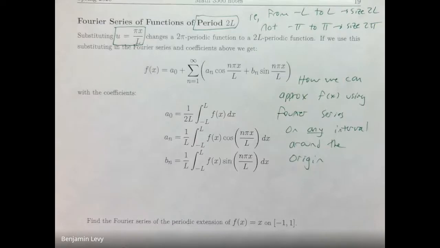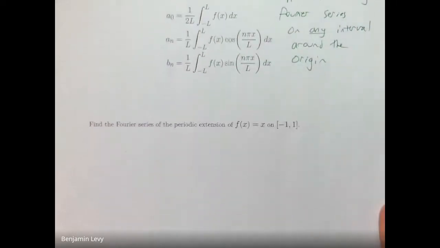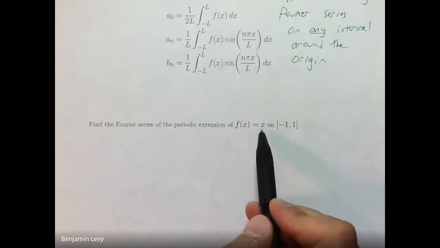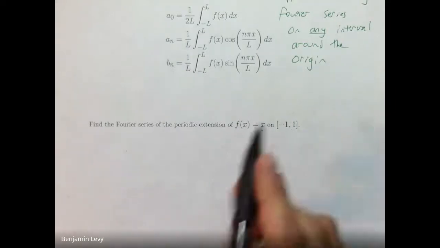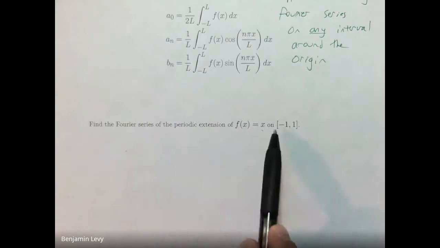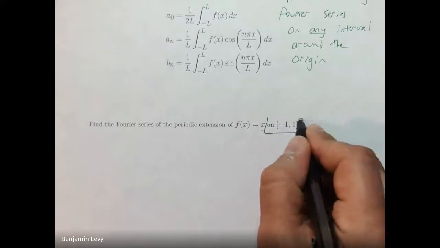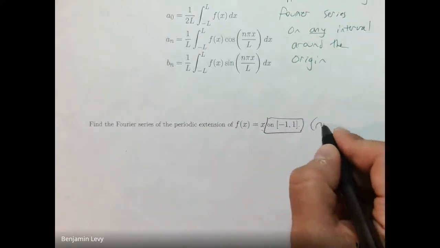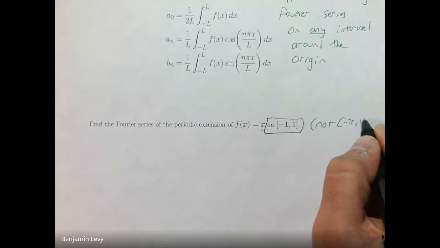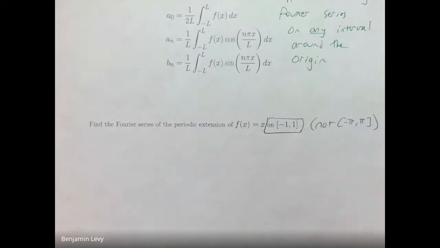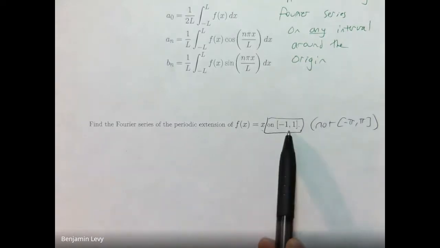Let's look at the Fourier series for the periodic extension of f of x equals x on minus 1, 1. We did a similar problem before. The key thing that's different is the on minus 1 to 1 part. In other words, it's not minus pi to pi anymore; we're doing a different interval around the origin. Remember how the periodic extension works: you graph this thing on that interval and then you just copy and paste it to get different periods.